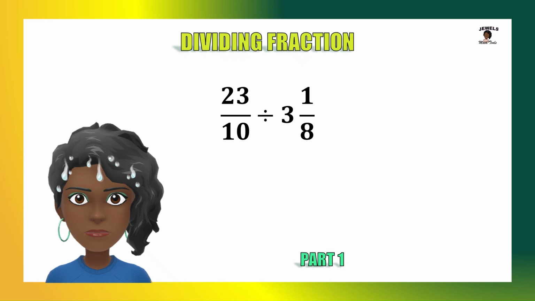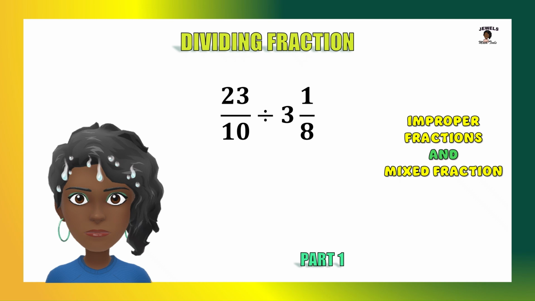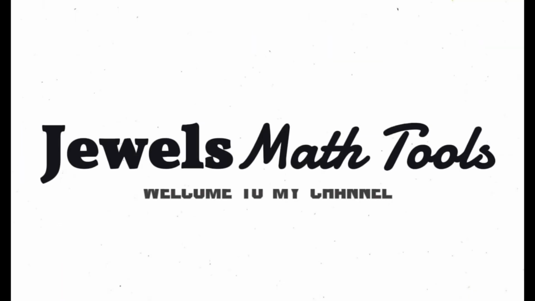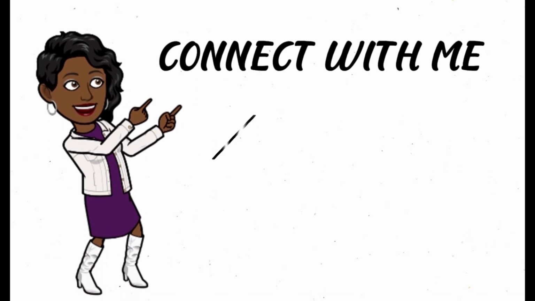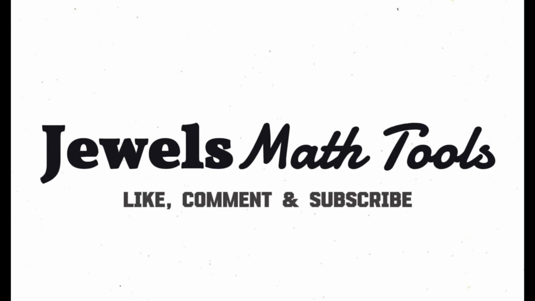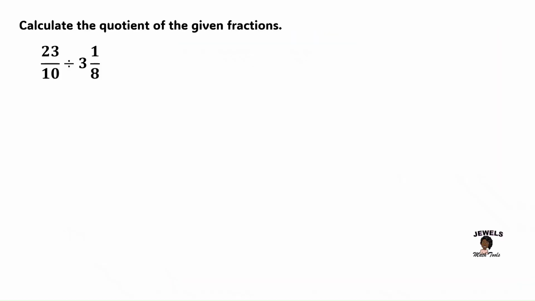In this session, we are dividing an improper fraction by a mixed number. And if you already see how this is done, let's get started. So in our example today, we are calculating the quotient of our mixed number being divided into an improper fraction.